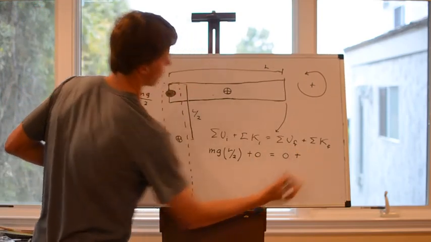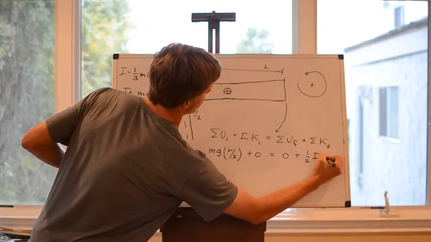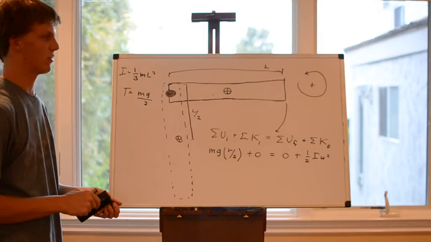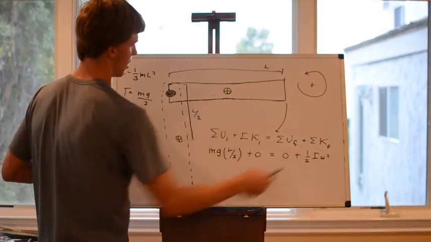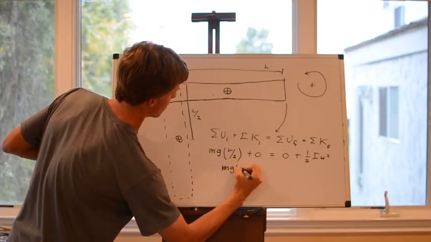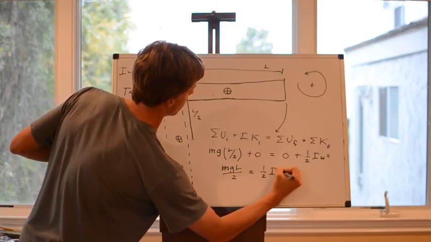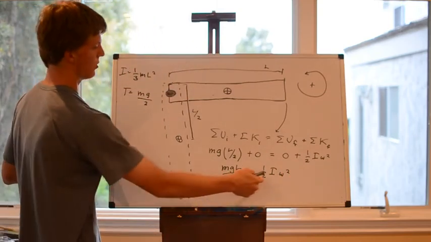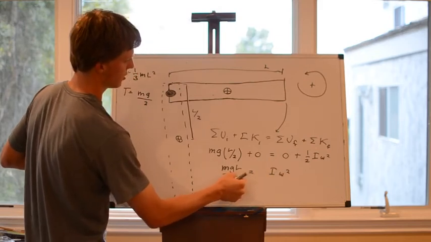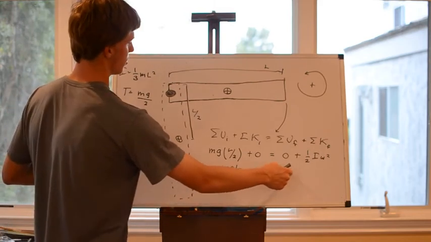So that leaves only our final kinetic energy, which is equal to 1/2 I omega squared. And this is equal to the rotational kinetic energy of an object that is rotating. So we're going to be using this to help solve our equation. So mass times gravity times length divided by 2 is equal to 1/2 I omega squared. Now, each side has 1/2. We can just get rid of those. They will cancel each other out. So mass times gravity times length is equal to rotational inertia times omega squared.